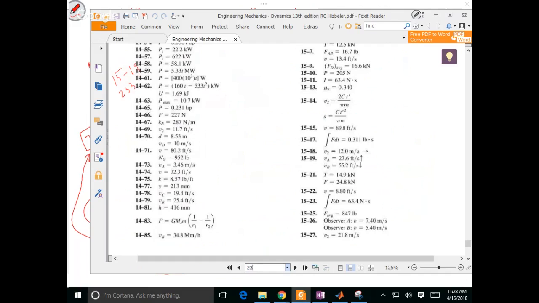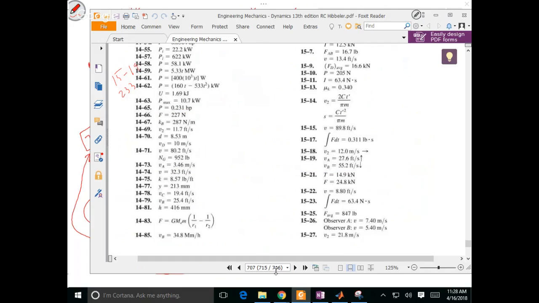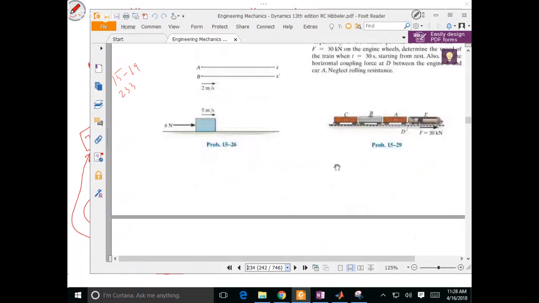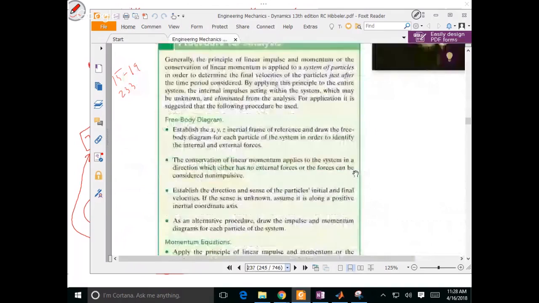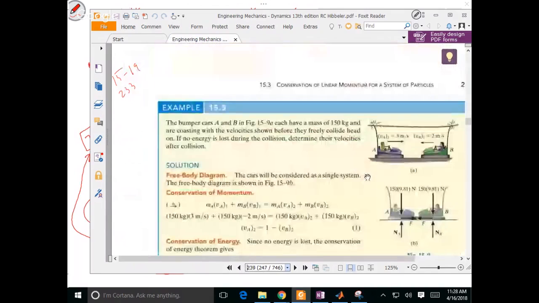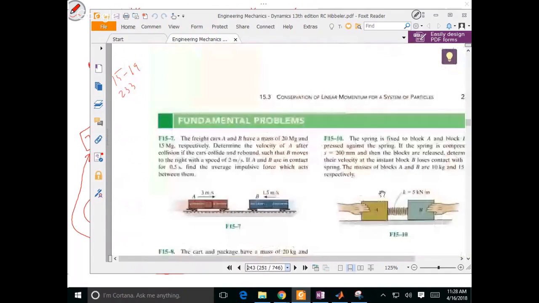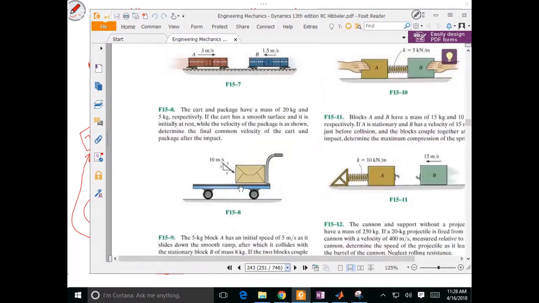Let's see, 233. Let's go on. Whoop, I don't have that. Come on. Let's go down and look at a harder one. Or let's go on. Let's see. What do we have now? Oh, conservation of a bunch of things together. Let's do one of these. These F ones here. Get rid of this.